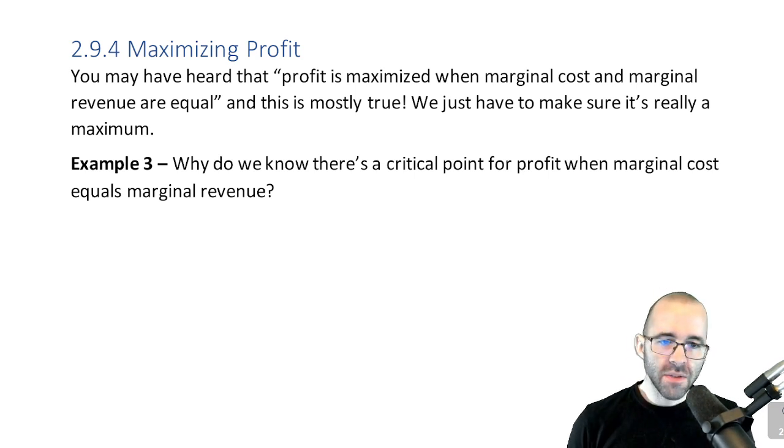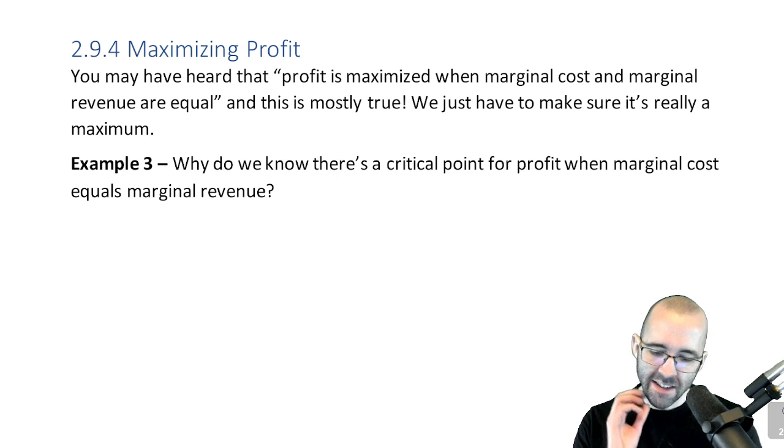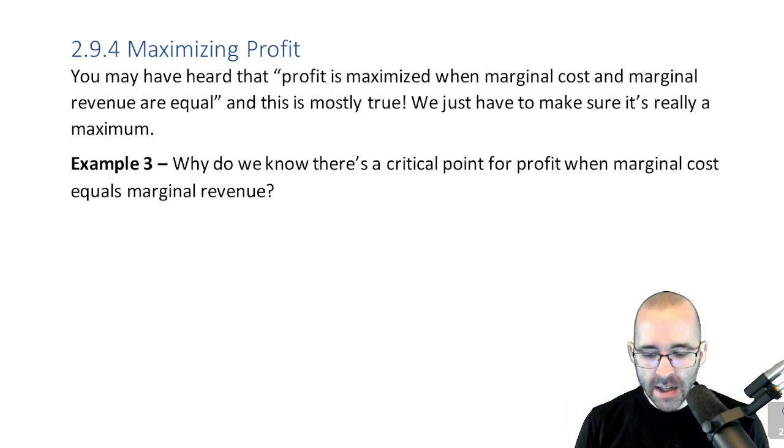So, in an economics or business class, you may have heard that profit is maximized when marginal cost and marginal revenue are equal. This is mostly true most of the time. In general, we just have to make sure it's really a maximum, because it might technically be a minimum or neither, but in most situations it will be true. So, let's look at this with an example.